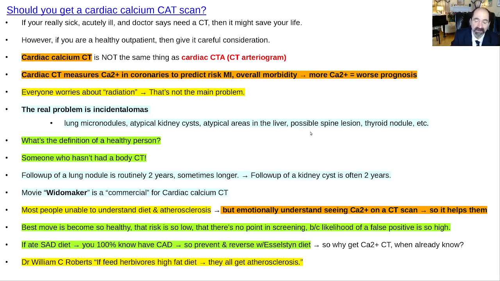Possible spine lesions, see that every week. Thyroid nodules, all this stuff. The vast majority of thyroid nodules are benign. But once you get them, you're obligated to work them up. Maybe it's cancer. Okay, so what I'm trying to say is be smart.